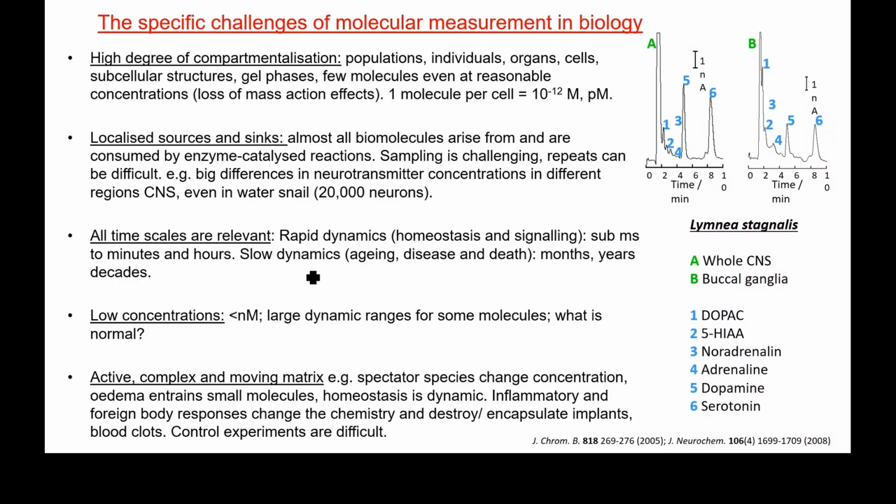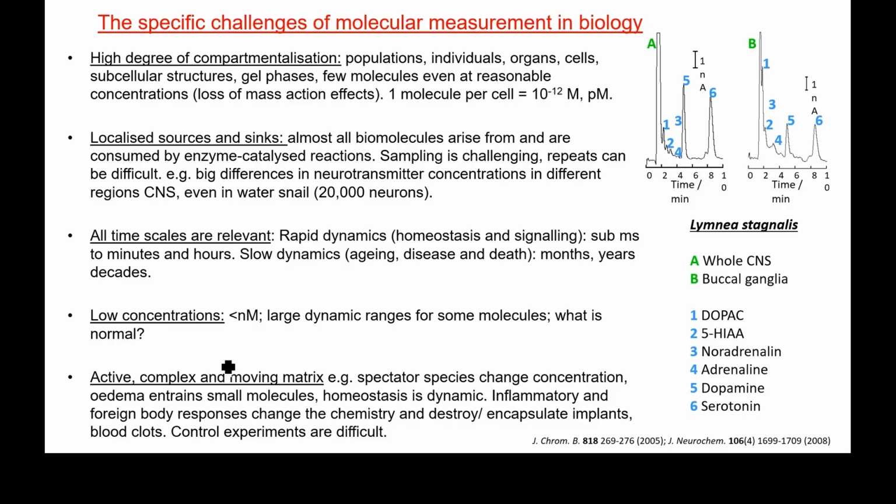There are rapid dynamics in homeostasis and signaling, sub-millisecond vesicle release in neurotransmitters to minutes and hours for hormone release, for example, and very slow dynamics such as the processes associated with aging, disease, and death, which take place over months, years, and even decades.